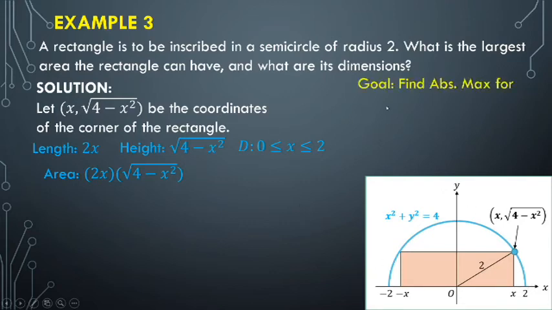So our goal is to find the absolute maximum for the area. And our area can be expressed as a function of the variable x. So A of x is equal to 2x times square root of 4 minus x squared. And our domain is this, from 0 to 2. So let's find the maximum points.